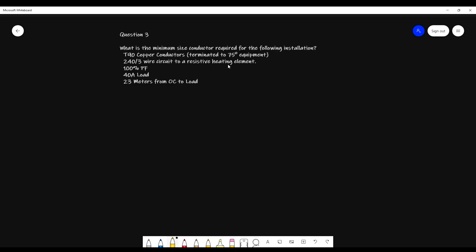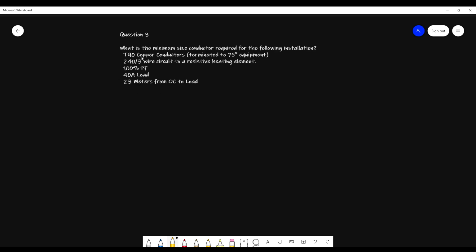I'm terminating the 75-degree equipment. It's a 240 volt 3-wire circuit, so 2 lines and a neutral. Resistive heating, so because it's purely resistive, it's going to be 100% power factor. It's a 40 amp load and it's 23 meters from my overcurrent device to the load. What size conductor can I use for this?